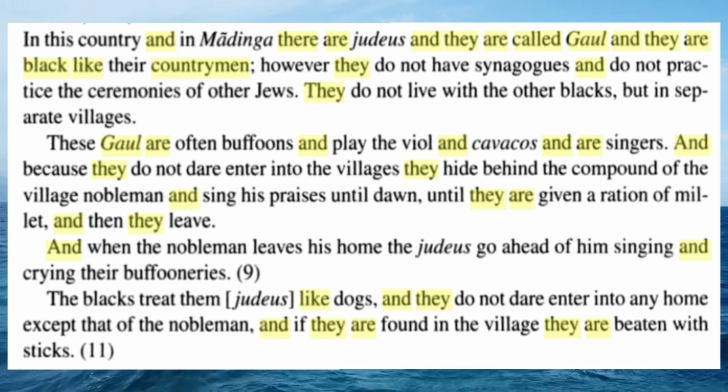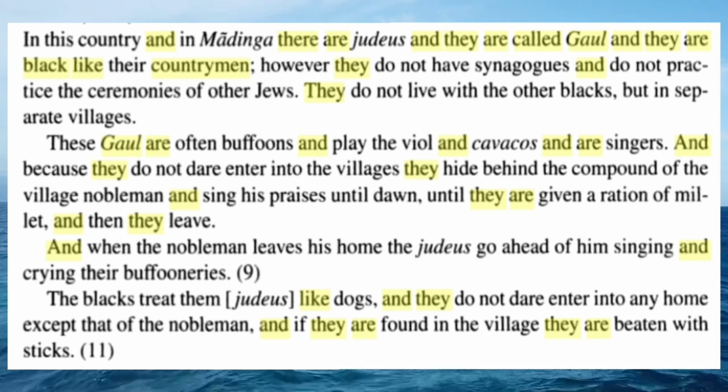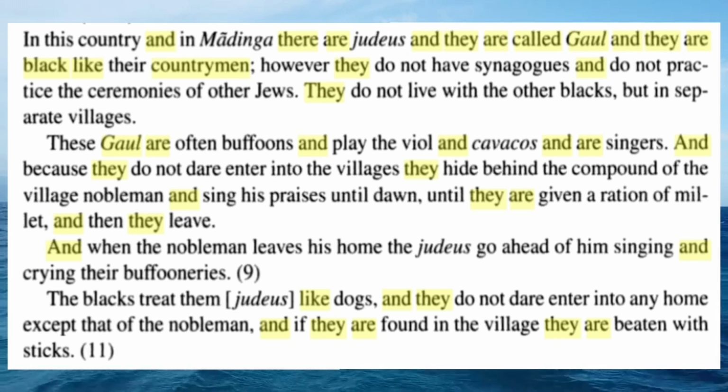He's talking about Jews, and they are called Gaul, and they are black like their countrymen. However, they do not have synagogues and do not practice the ceremonies of other Jews. So these are Jews. We're talking about black Jews. They do not live with the other blacks, but in separate villages. These Gaul are often buffoons and play the viol and cavicas and are singers.